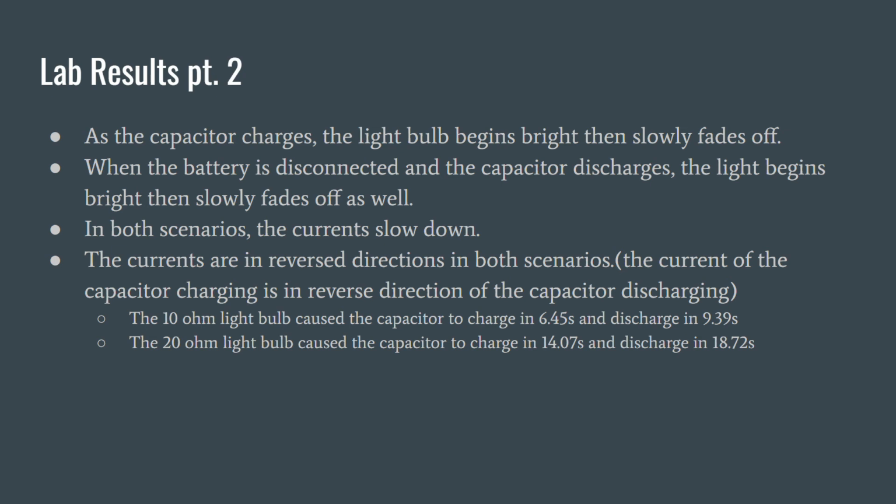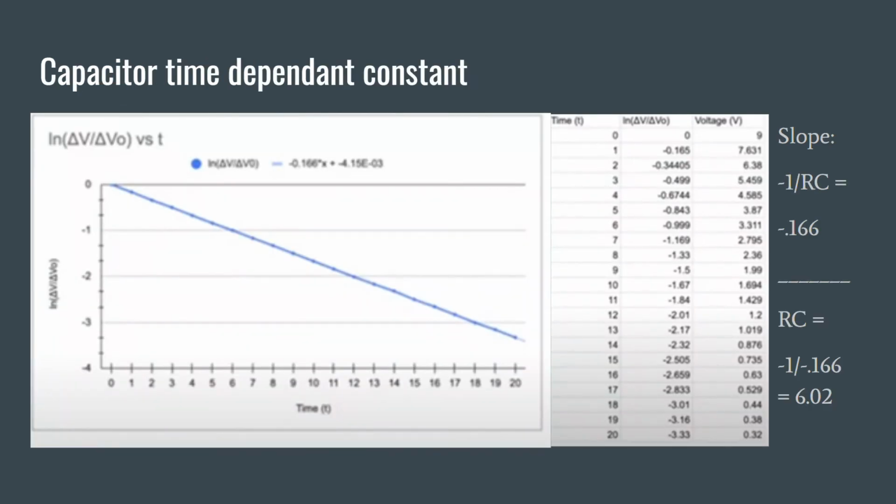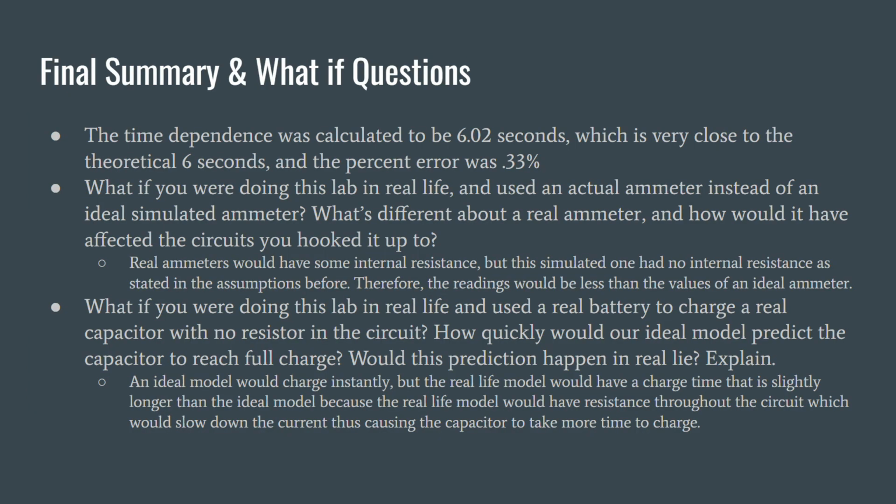The 10 ohm light bulb caused the capacitor to charge in 6.45 seconds and discharge in 9.39 seconds. The 20 ohm light bulb caused the capacitor to charge in 14.07 seconds and discharge in 18.72 seconds. Here you'll see the slope of my time versus natural log of delta V over delta V0 graph. You'll find RC. So finally, that was the graph for the time dependence. From that graph, the time constant was calculated to be about 6.02 seconds. That is very close to the theoretical 6 seconds, and the percent error was 0.33%.